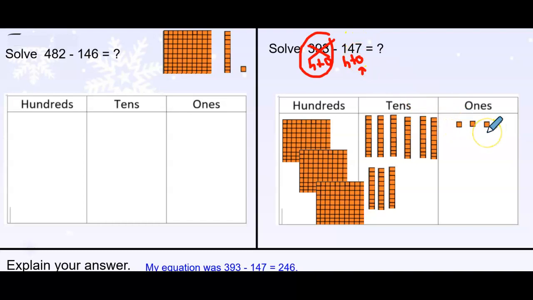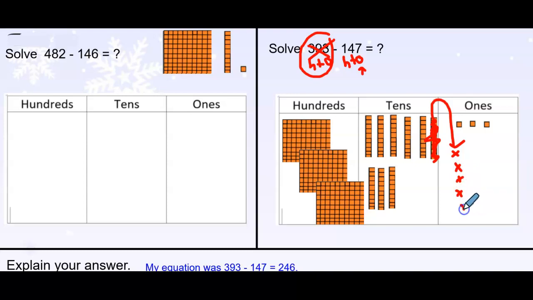But look, we don't have enough ones. What do we need to do to get more ones? That's right. Take it to the bank. Get a tens rod from the tens place. Draw an arrow and turn it into how many ones? That's right, boys and girls. 10 ones. Can you help me count?